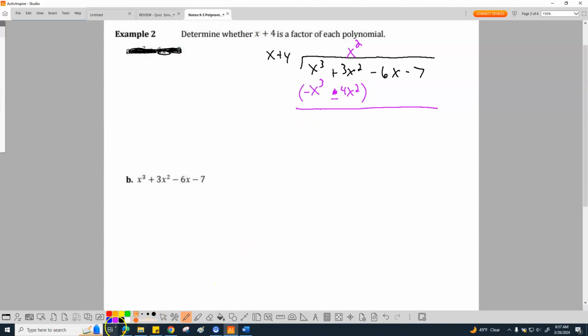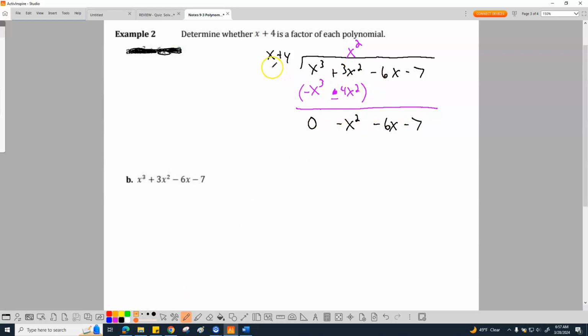So I'm going to go ahead and change back to black for a second. X cubed minus x cubed is 0. 3x squared minus 4x squared is negative x squared. And then I'm going to pull down the remainder. So I have negative 6x that I'm going to pull down here, and then I have negative 7 that I'm going to pull down here. And then guess what? We're ready to rock and roll all over again.